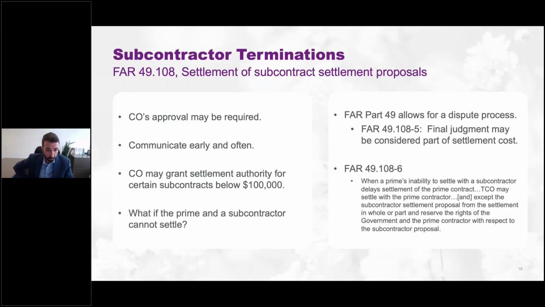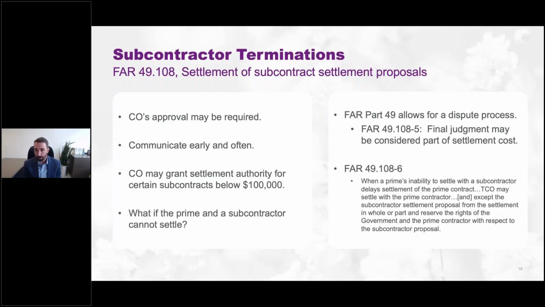doesn't feel surprised. There are situations where the contracting officer can grant the prime unilateral settlement authority. A good example is your standard subcontract below $100,000. There are actually terms on that in FAR Part 49. But for higher amounts, and in a lot of cases, the contracting officer is still going to need approval.